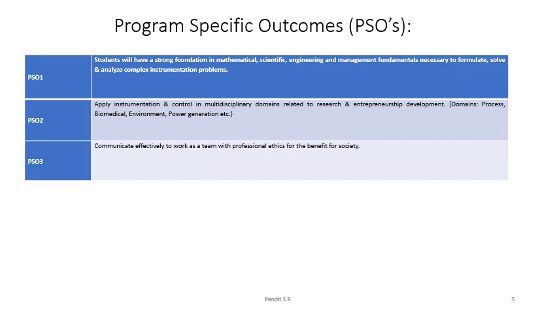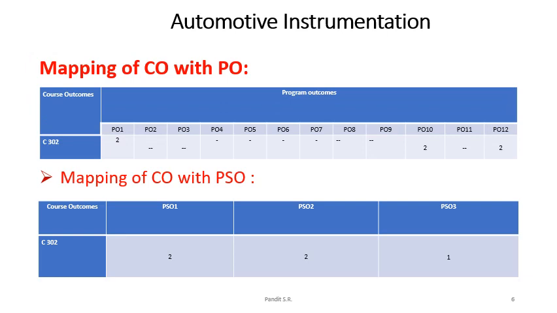These are the PSOs, program specific outcomes. Students should have a strong foundation in mathematics, scientific, engineering and management fundamentals. Based on this, they will be able to formulate and solve complex problems. In PSO2, they will be able to apply instrumentation and control in multidisciplinary domains. And PSO3, they will be able to communicate effectively to work as a team with professional ethics, that too for the benefit of society.